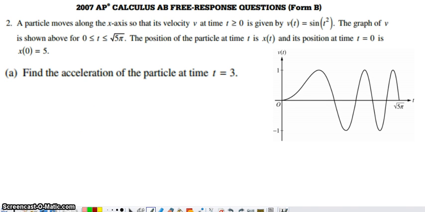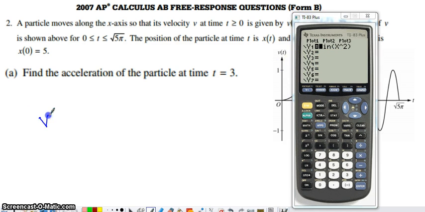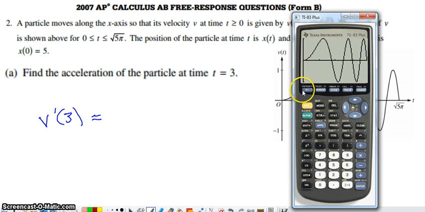Well, if the calculator's in play, the easiest thing to do here would be to graph this velocity function on the calculator, because the acceleration at 3 is going to correspond to the velocity evaluated at 3. And although the calculator can't find you the acceleration function, the calculator can find you the value of the derivative of this graph at 3. And in this case, that's exactly what we want to find.